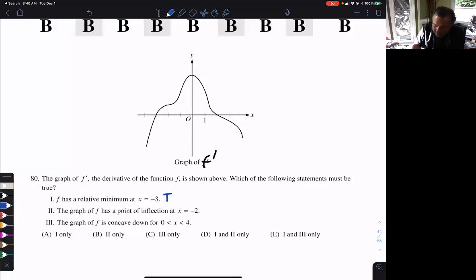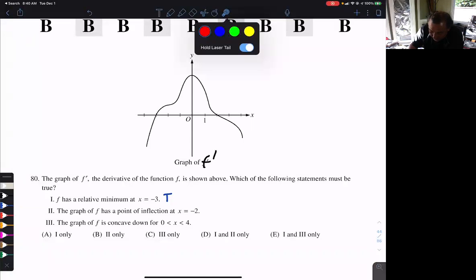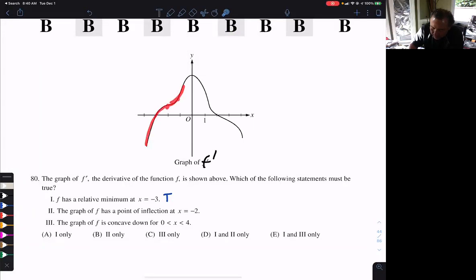All right, next thing. There's a point of inflection at -2. Okay, a point of inflection. Here is where it's very important to know your justifications. The justification for an inflection point is the second derivative changes signs. Now, some people might say, oh yeah, look, there's an inflection point here because this is concave down, that's concave up, inflection point. No. This is f prime, this is not f. F prime has an inflection point right there, but that's not what it's asking.